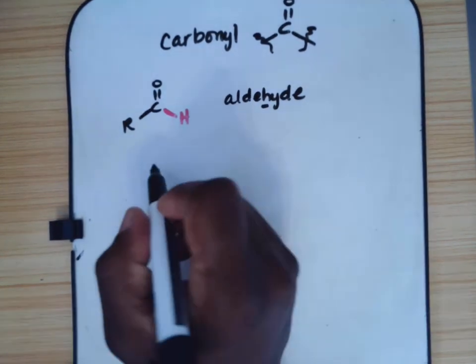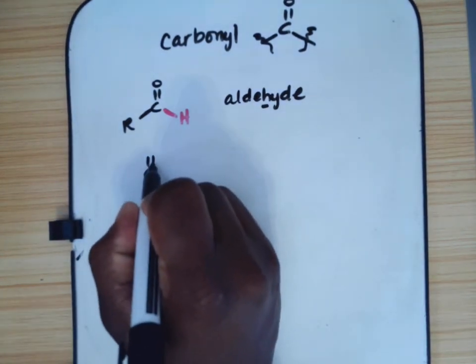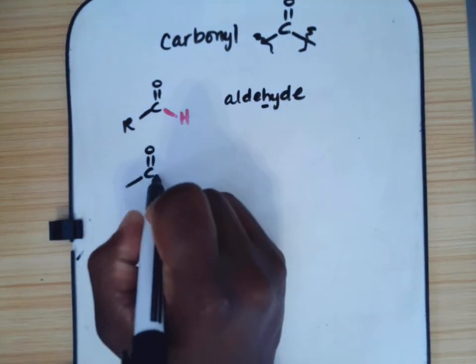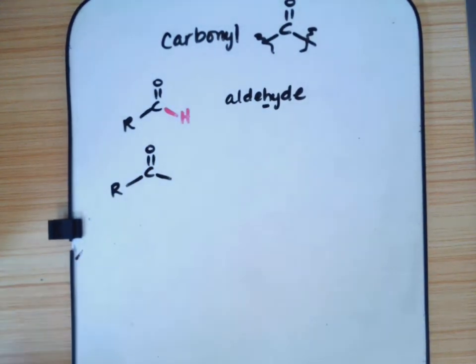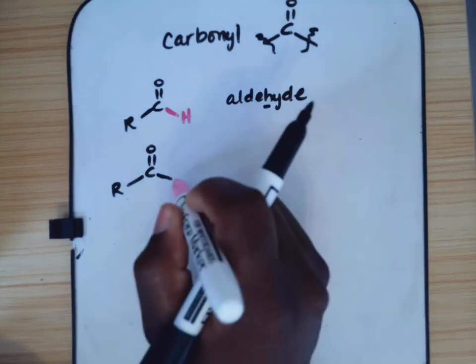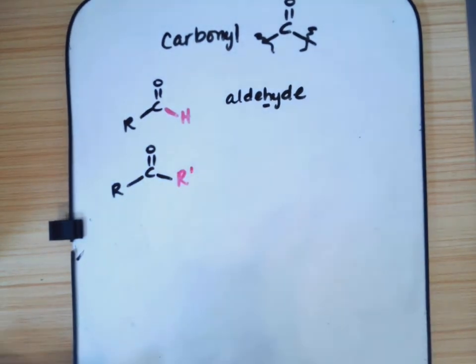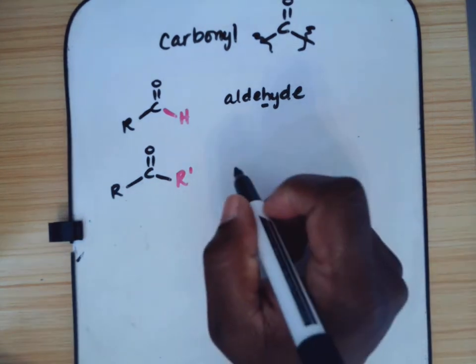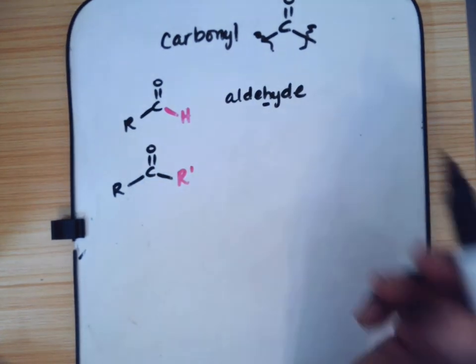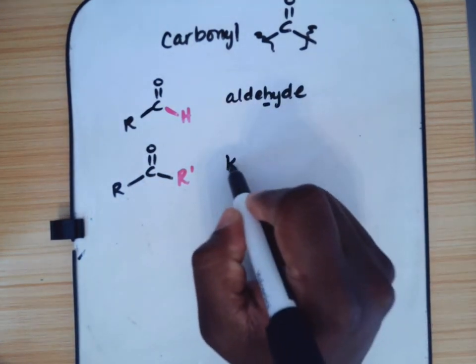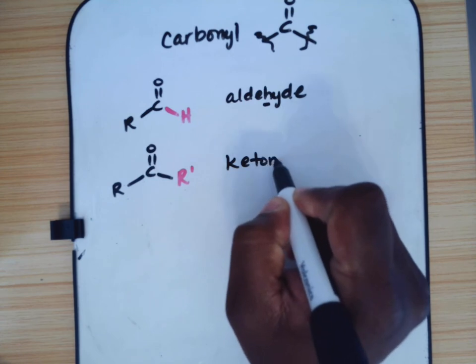But in some cases, you'll have molecules that have 2 carbon groups. They can be 2 of the same carbon groups. They can be different carbon groups. So I'll just designate one as R prime. That R prime and R could represent the same thing or different things. But whenever the carbon of the carbonyl is bonded to 2 carbon atoms or 2 carbon groups, it represents a ketone.